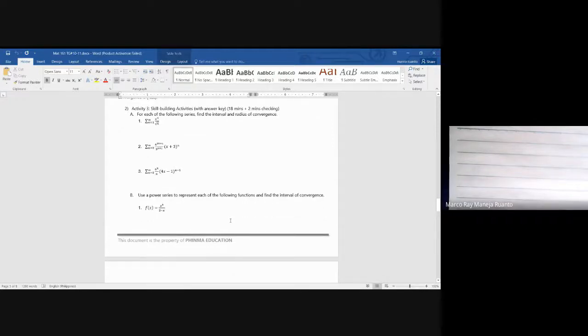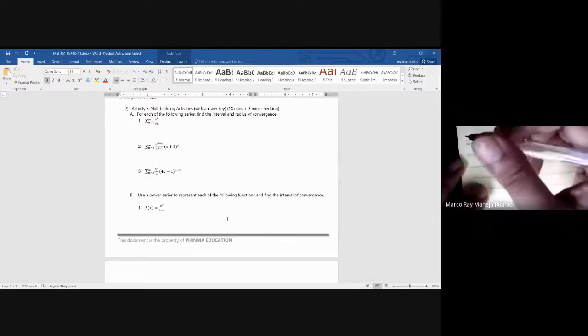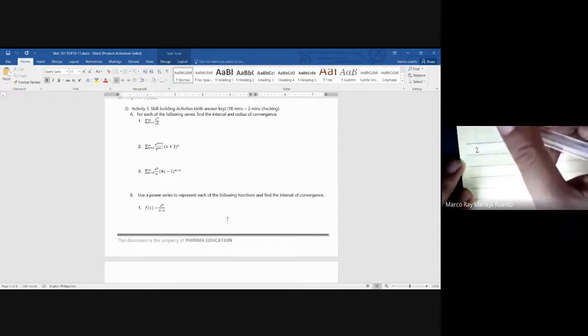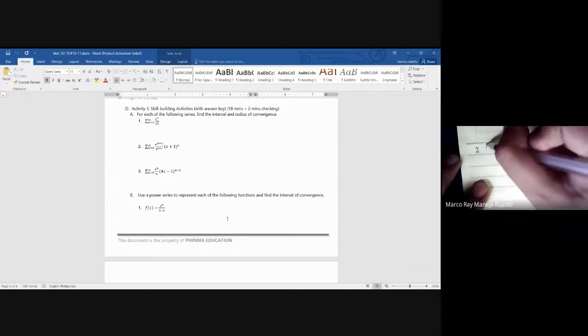Let us say, for example, we are going to find the interval and the radius of convergence of the given power series: summation of x to the power of n.